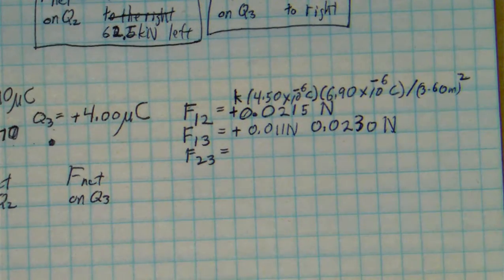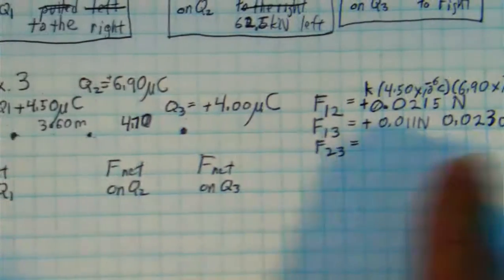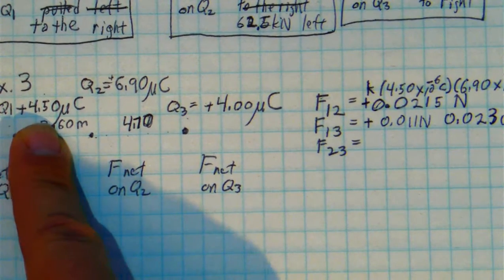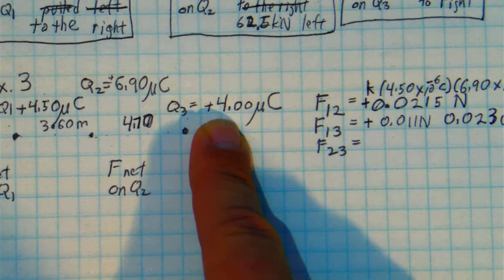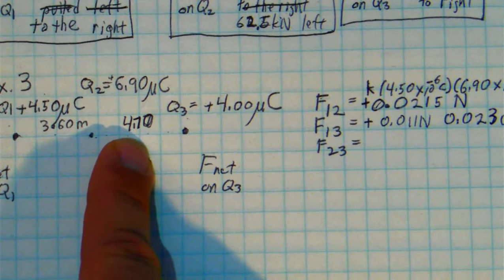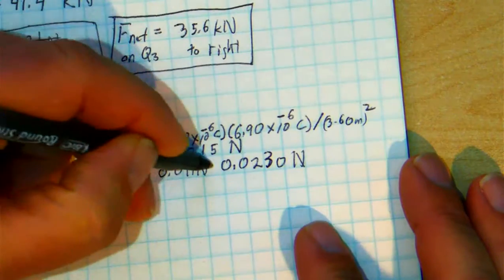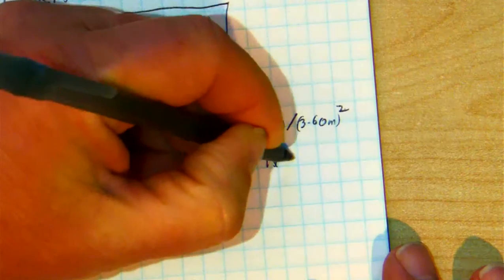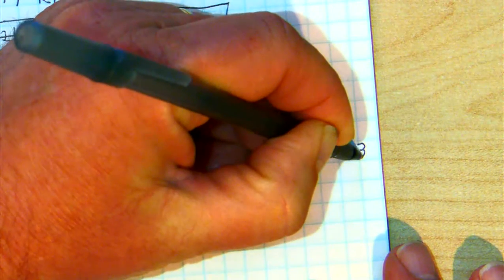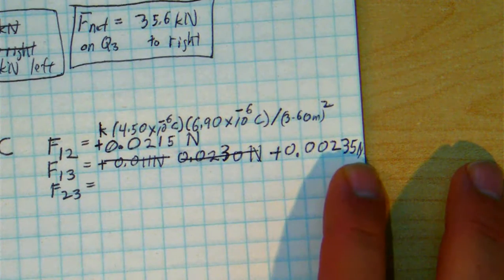All right. So to calculate the force between charge Q1 and charge Q3, I'm typing into my calculator K times 4.5 times 10 to the negative 6 times 4 times 10 to the negative 6 divided by, and I'm going to go open parentheses, 3.60 meters plus 4.70 meters, close parentheses, squared, enter, and I get 0.00235 newtons.